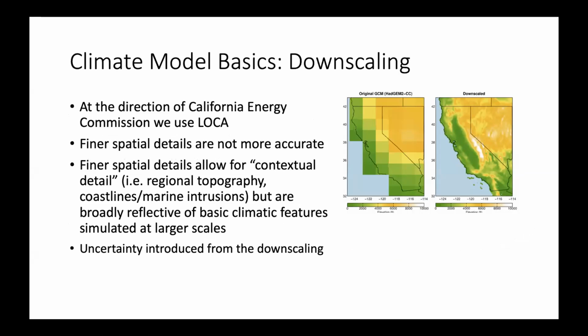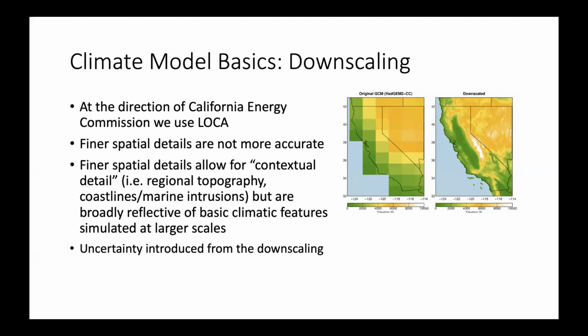So what is downscaling? Downscaling takes something like the left panel figure here, your Hadley model, which is one of the GCMs that comprises all the GCMs that go into CalAdapt. These are the sizes of the grid cells of this particular model. And after the downscaling is applied in LOCA, you can see on the right what resolution looks like. And we use LOCA at the direction of the California Energy Commission, which has historically been the agency that's responsible for generating the research and curating the research that goes into adaptation planning on CalAdapt.